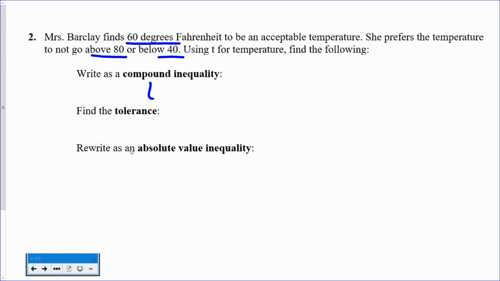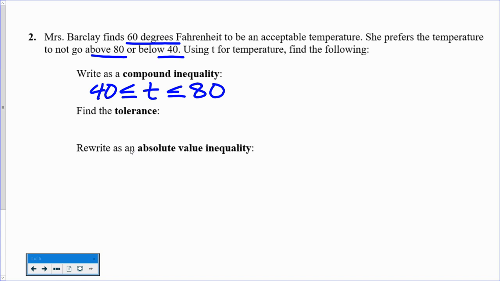Okay, so T for temperature, we're going to write the compound inequality. So I'm looking for that minimum and maximum temperature. So we do not want to go above 80, so less than or equal to 80 for that temperature, because then it's too hot for Mrs. Barclay. Okay, but we also don't want to go below 40 because then Mrs. Barclay is too cold. Okay, so that means the temperature must be greater than 40. So there's my compound inequality telling me the temperature needs to be between 40 and 80.